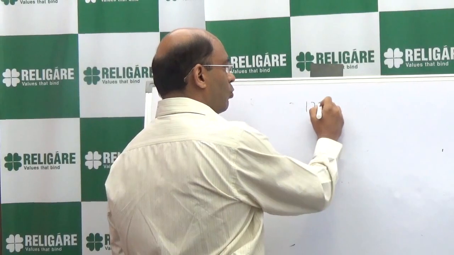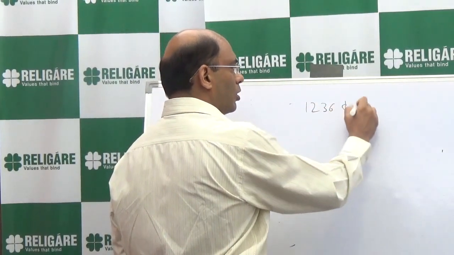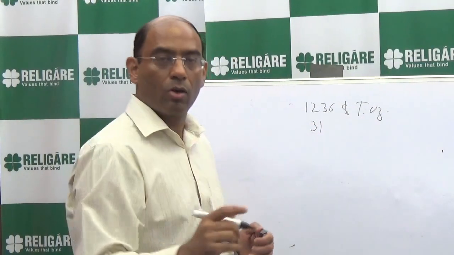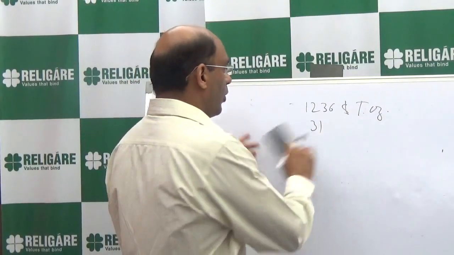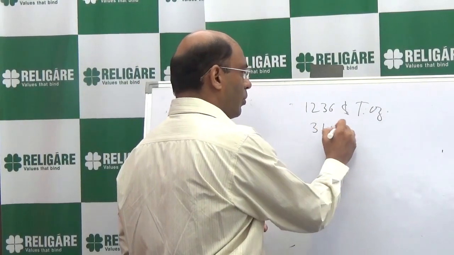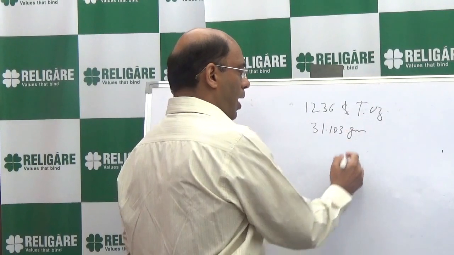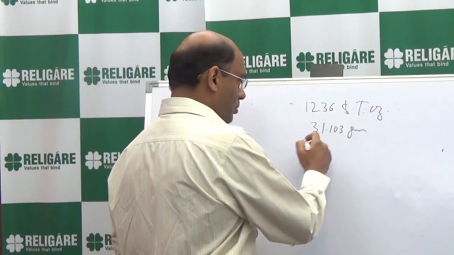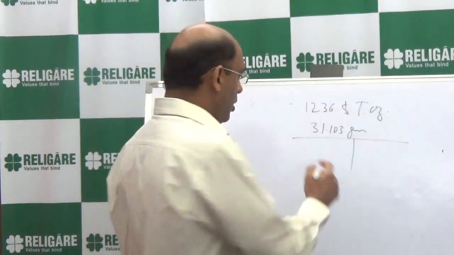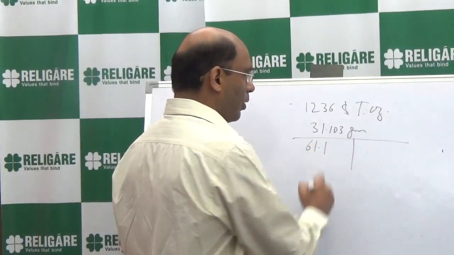And let us assume for a second that the price of gold in the US in dollar terms is $1,236 per troy ounce. As we are aware, 1 troy ounce is 31.103 grams. So I'm taking 1 troy ounce as 31.103 grams. And we're now going to do two parts, wherein one part is where the rupee to the dollar is 61.1.